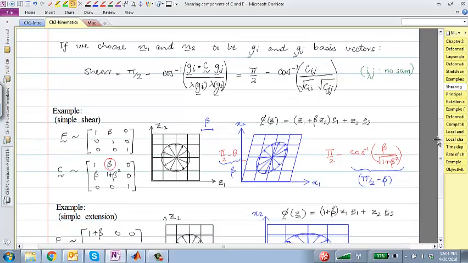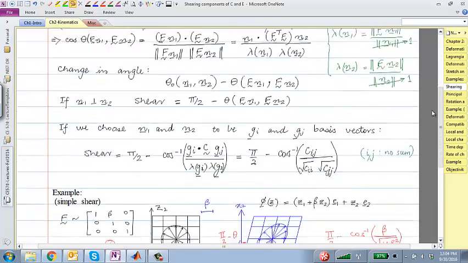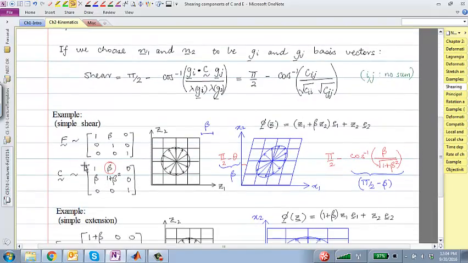Basically, the point is that the diagonal components of C represent the square of the normal stretches in each of the E1, E2, E3 directions. The off diagonal components of C represent the shearing components. Okay.